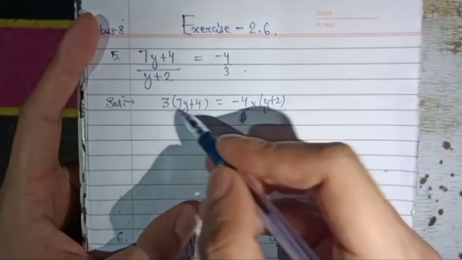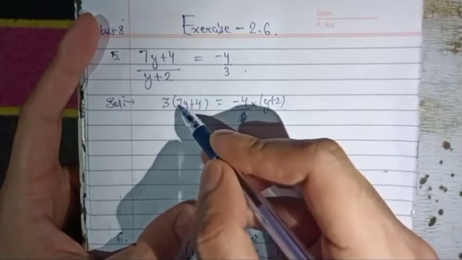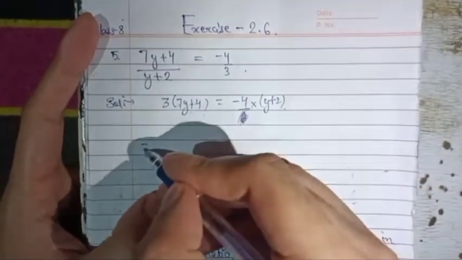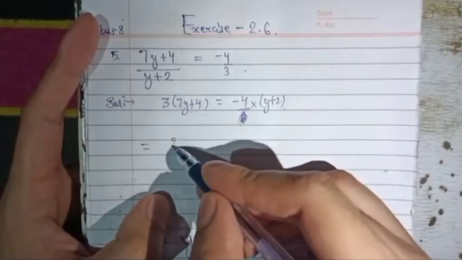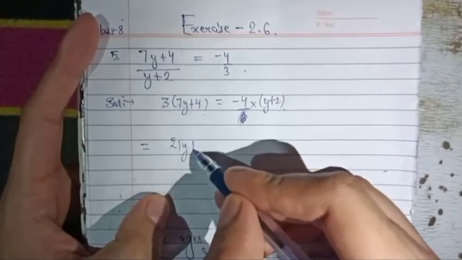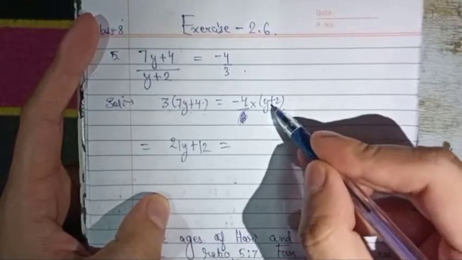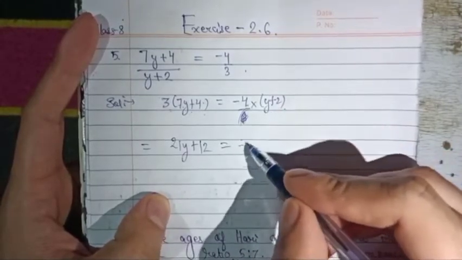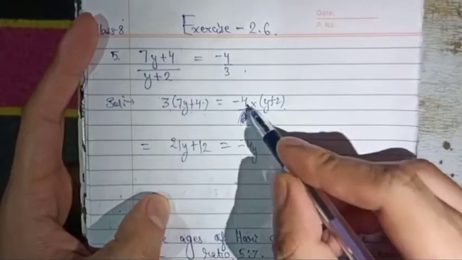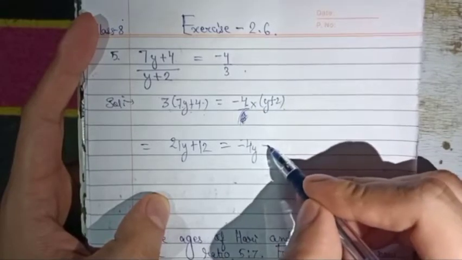Now 3 will multiply inside the bracket. So 3 7s are 21y plus 3 4s are 12 is equal to minus 4 multiply inside the bracket. So minus 4y, and minus 4 multiply with 2 will become minus 8.